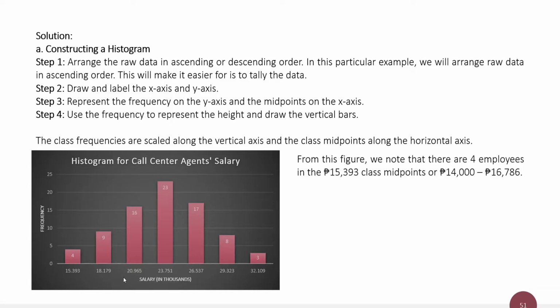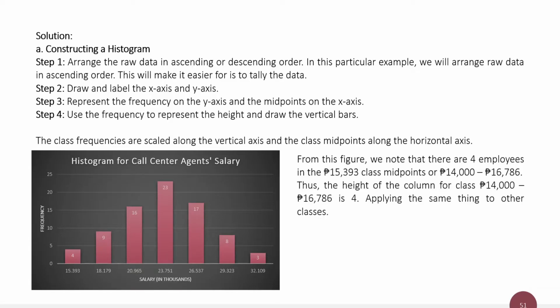Okay, so next. Thus, the height of the column for class 14,000 to 16,786 is 4. So, applying the same thing to other classes, so, makakabuo tayo o ma-determine natin yung number of employees per midpoint. Okay? Or sa ating per class.